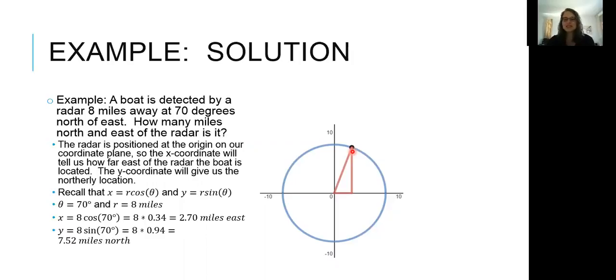You need to know that the cosine of any angle squared plus the sine of that angle squared is equal to 1. Those are the things you need to know, and you need to be able to apply those things in order to solve problems like this one that's on the screen.